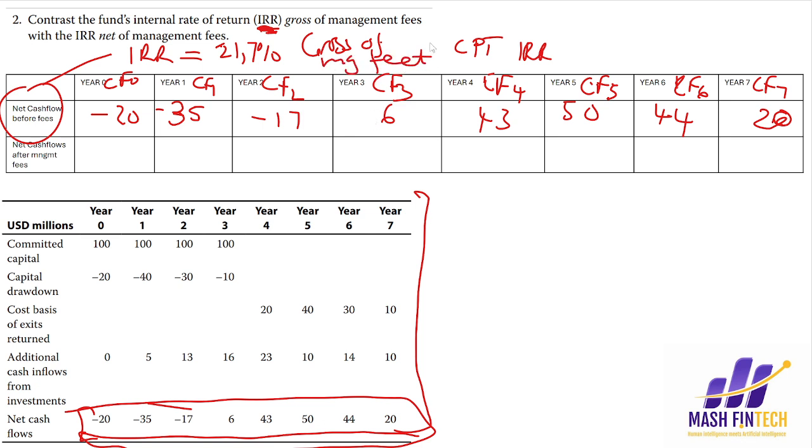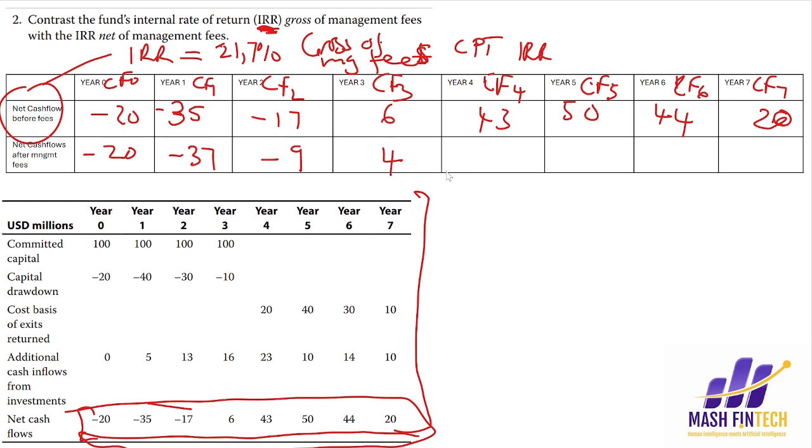Now, if you take into account the management fees which you obtained previously, remember our management fees for the first year. So in this initial year 0, there's no management fee here, it's minus 20. But for the first year, year number 1, it was 2. So you subtract 2 here, and you get minus 37, which was 2% of our investment, 100 million, it was 2. And then 2% here, we subtract 2 here, we have minus 19. We subtract 2 here, we get 4.